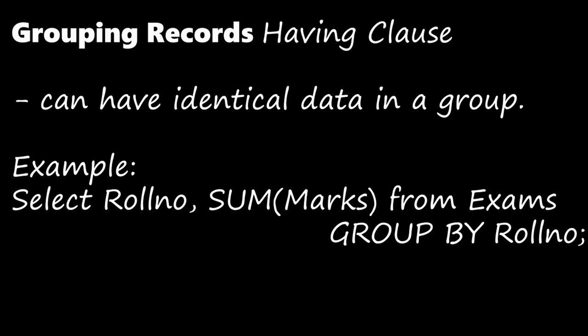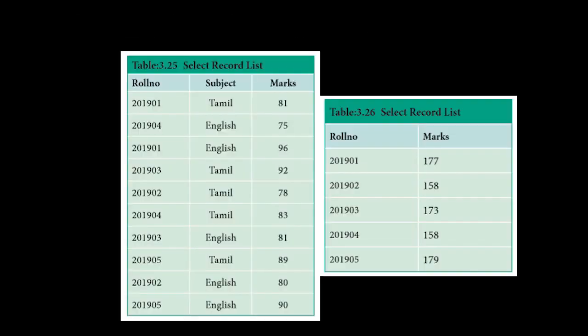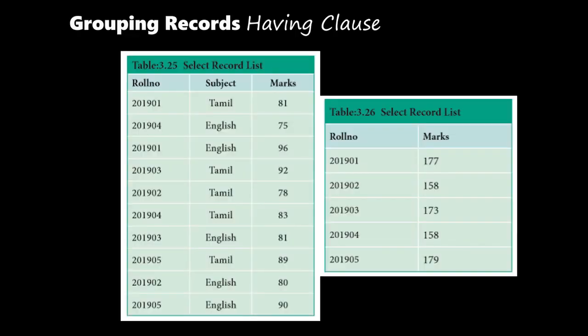Okay, in SQL we can have identical data in a group. Okay, some same data we can have in a group. Okay, consider we have a table named exams, which has the fields roll number, subject and marks, right? Here we have many rows. We have 201901, 201904. Likewise, we have many rows in this record, right? They are given for different subjects also.